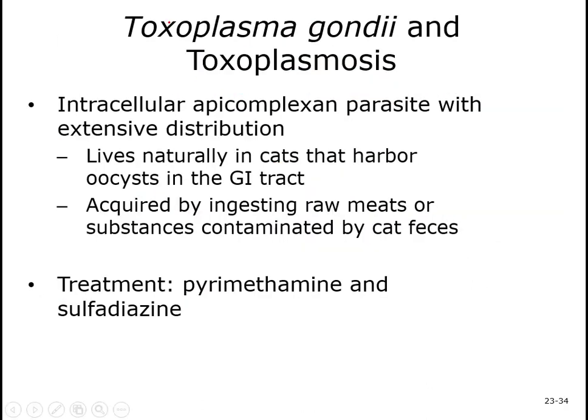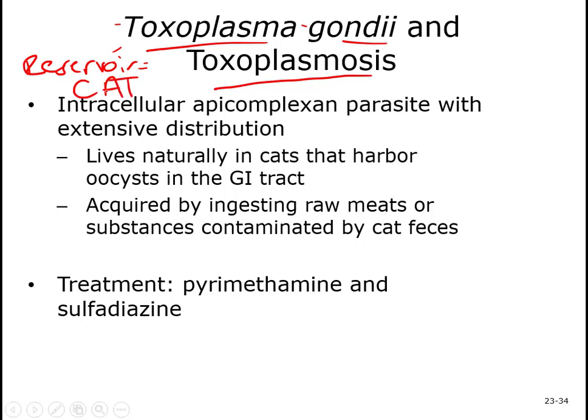Our next apicomplexan is called Toxoplasma gondii. So Toxoplasma is the genus name, gondii is the species. It causes a disease called toxoplasmosis. So Toxoplasma gondii, its natural reservoir, the only host that it can actually sexually reproduce in, is a cat. And something like 80% or more of cats are carriers of Toxoplasma gondii. In fact, if you're a cat owner, you probably have already been exposed to this, especially if your cat goes outside. So how this spreads to humans is in one of 3 ways.